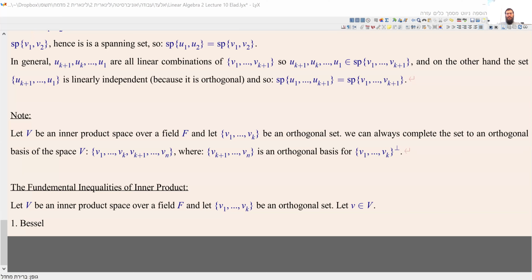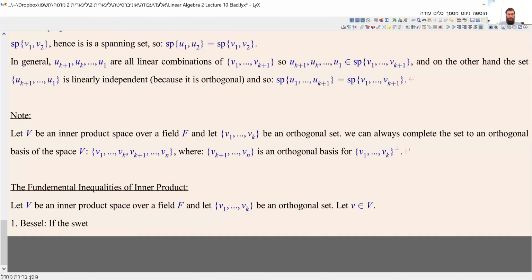What? What did you say? Bessel, yeah. Friedrich Bessel. He's been dead for something like 180 years, something like that. This Bessel inequality, which means already I wrote that. Bessel inequality.